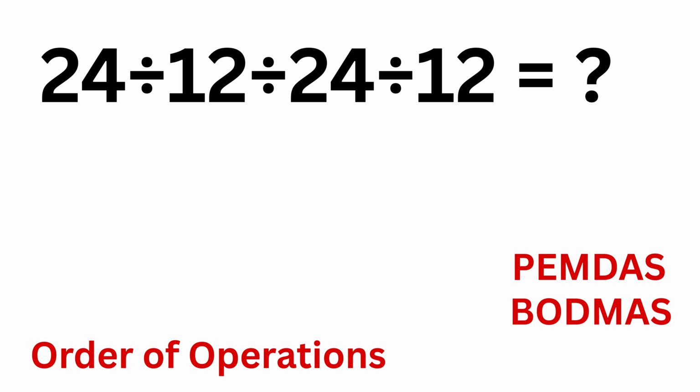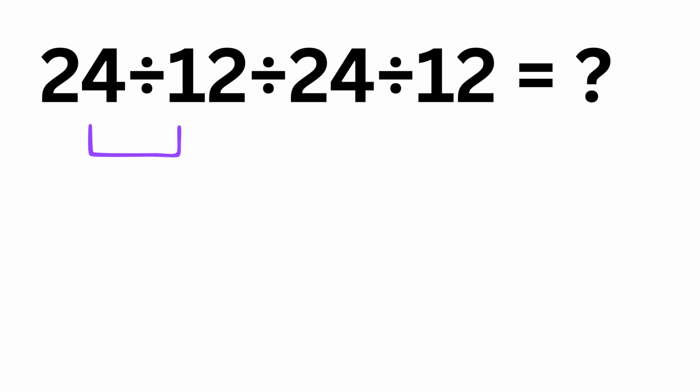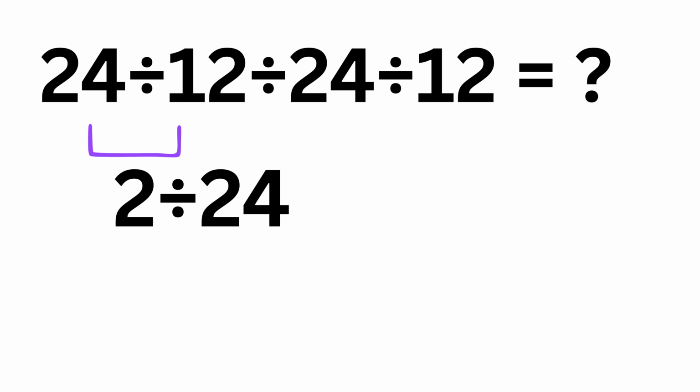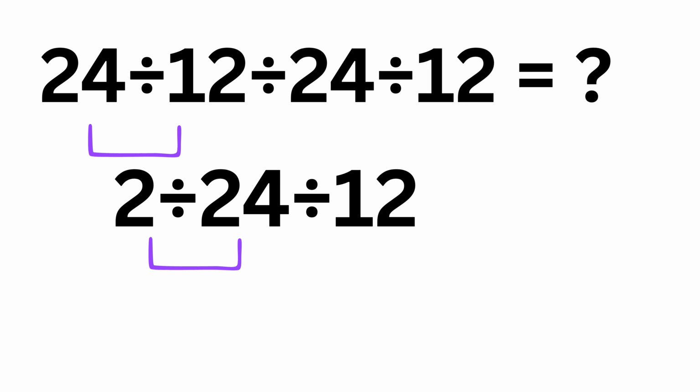an expression, we have to work from left to right. So here first we have to do the first division, then the next division, and finally the last division. So the first division of 24 divided by 12 is just 2. So we get 2 divided by 24 and again divided by 12. Now we have to do this division.